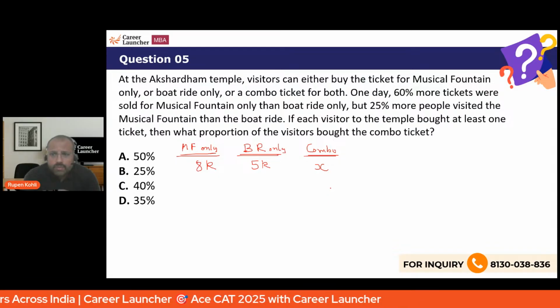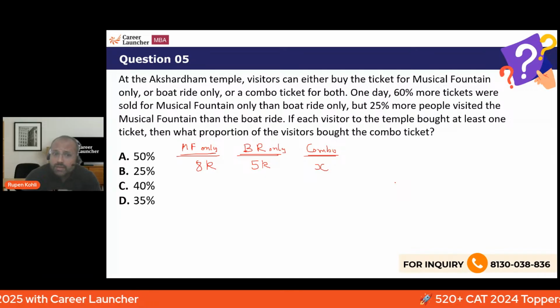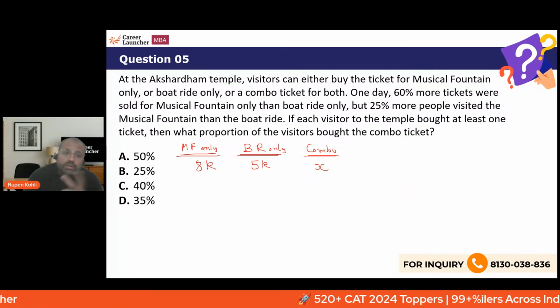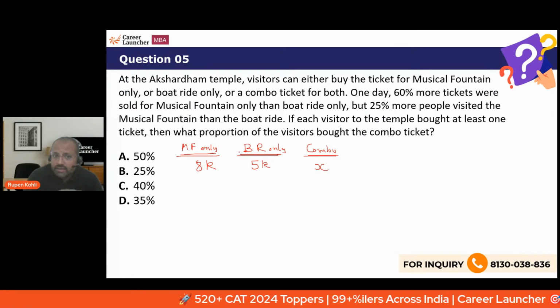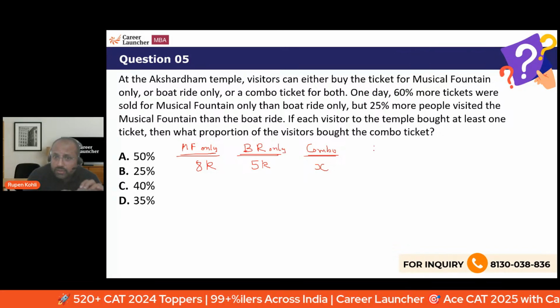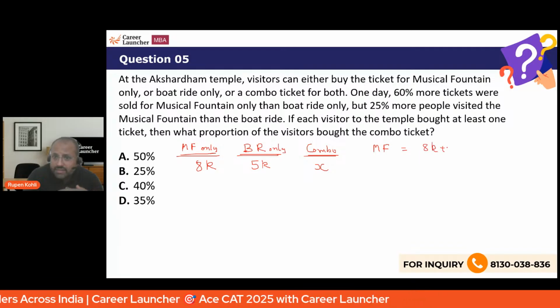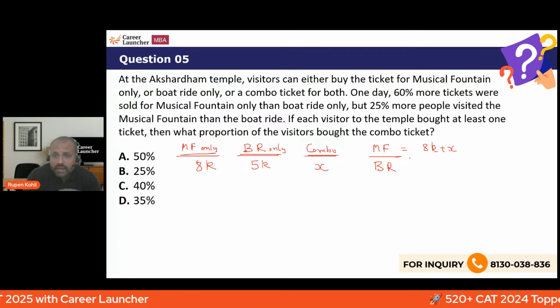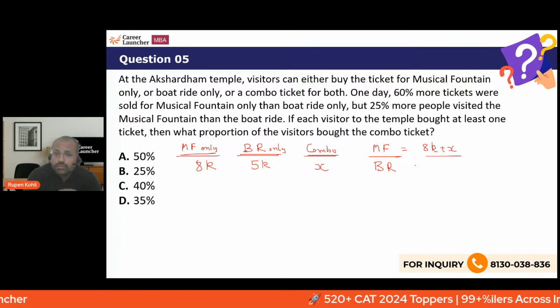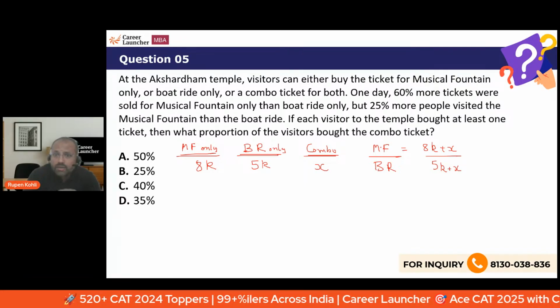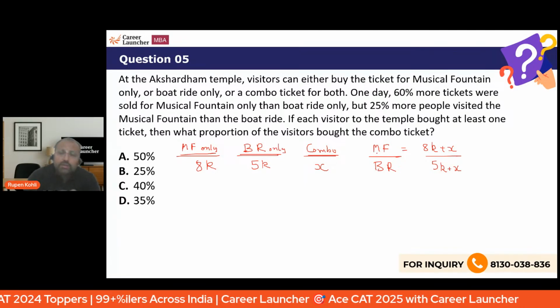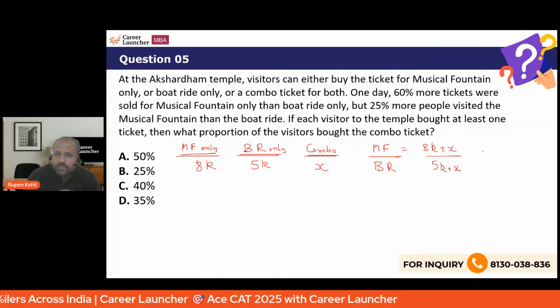So 25% more people visited the musical fountain than the boat ride. So how many people actually visited the musical fountain? The people who bought the first and the third kind of tickets, right? So therefore, the total number of musical fountain visitors is 8k plus x. And likewise, the total number of boat ride visitors are again the second and the third categories together, 5k plus x. So these two are related such that the numerator is 25% more than the denominator. So it is basically 1.25 times of that.